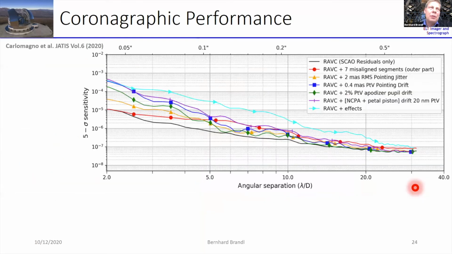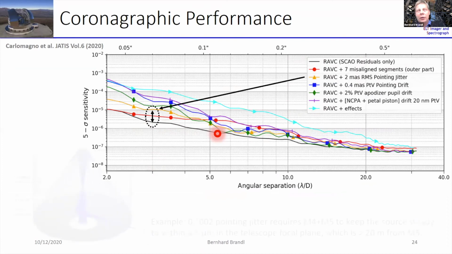Of course, all that has been modeled, and I'm showing you that curve from a paper like Carlomagno that was just accepted, mainly because the black line shows the nominal contrast. And then Olivier Absil has modeled all kinds of effects here that we expect to see on a big telescope. And I just picked one for illustration. Look at this here. If you have 2 milliarcsecond RMS pointing jitter, which doesn't sound like much, you already see a decrease in the contrast at 3 lambda over D of not quite an order of magnitude, but it's significant.